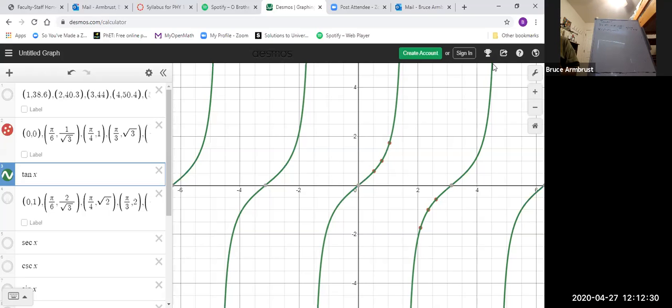And this is significantly different than sine and cosine. Because remember, sine and cosine were restricted. We were trapped between plus and minus 1. But for tangent, we get whatever we want.